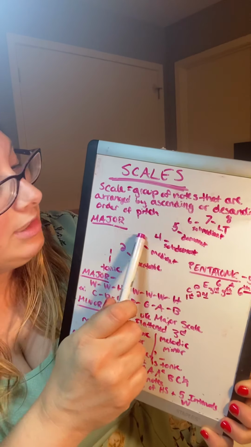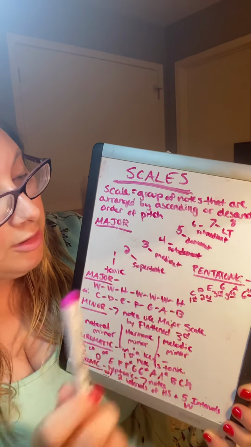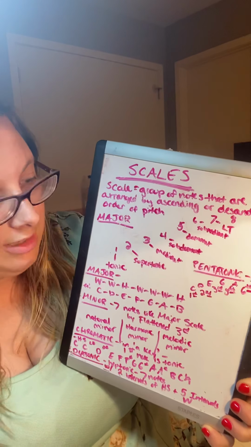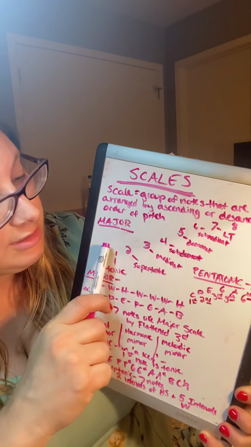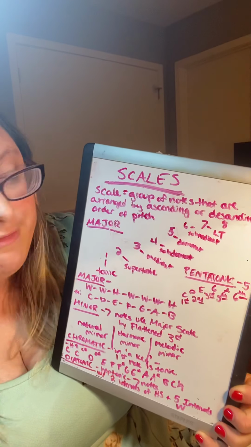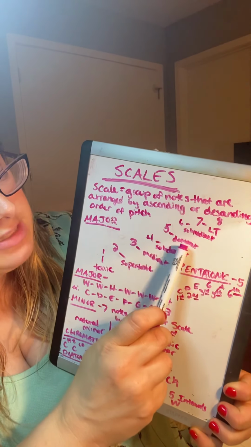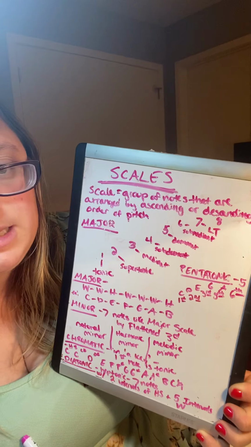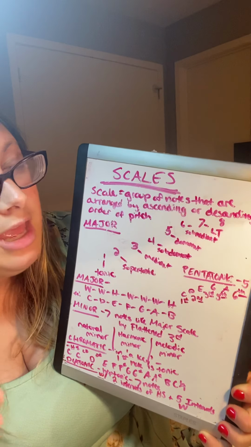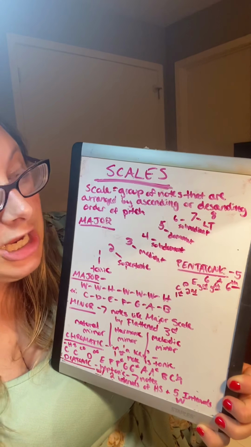The fourth note in the scale is called the subdominant note. That would be, for instance, in C major scale, C, D, E, F. It would be F. Now you've got 5. This is called the dominant note in the scale. This is the fifth note in the scale. In the key of C major, this would be G.